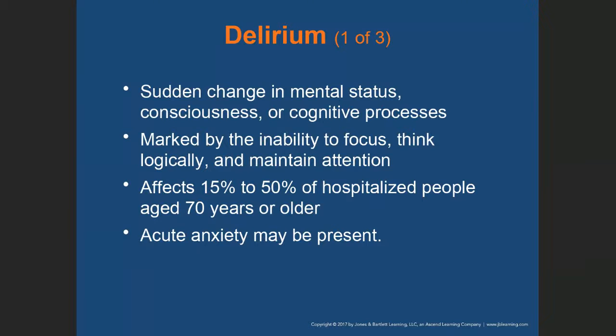Delirium. Delirium is a sudden change in mental status, consciousness, or cognitive processes, which can be reversed if we can identify what is causing it. It's marked by the inability to focus, think logically, and maintain attention. It affects 15 to 50% of hospitalized people aged 70 years or older. The patient will have acute anxiety. It's a possibility that they will present with that.